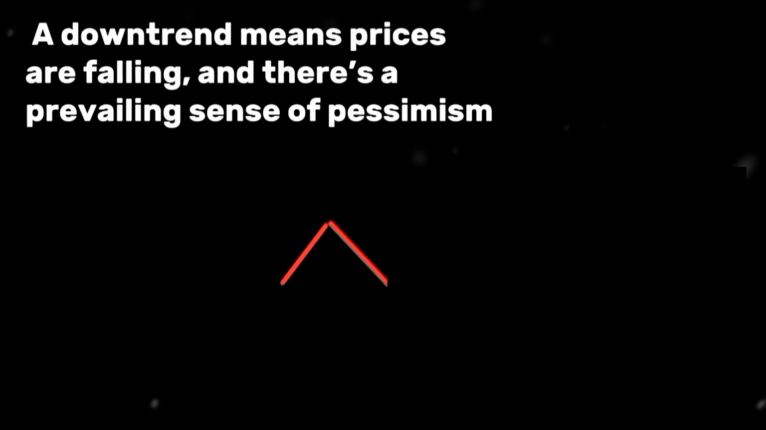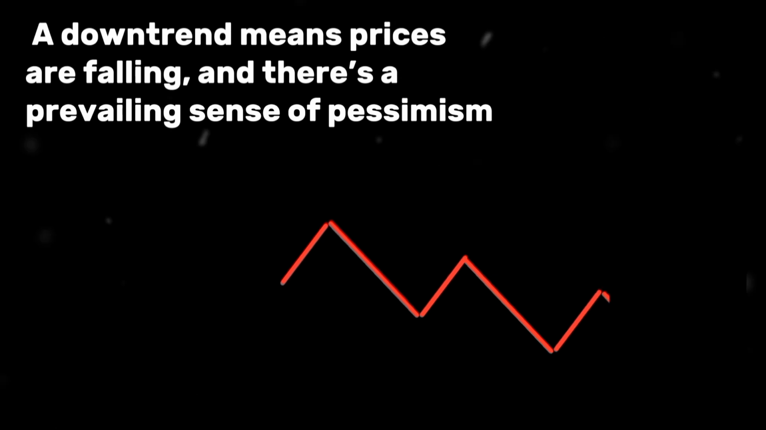On the other hand, a downtrend means prices are falling, and there's a prevailing sense of pessimism. In this case, sellers have more control than buyers, and prices are expected to keep decreasing, until signs of a reversal or weakening trend appear.